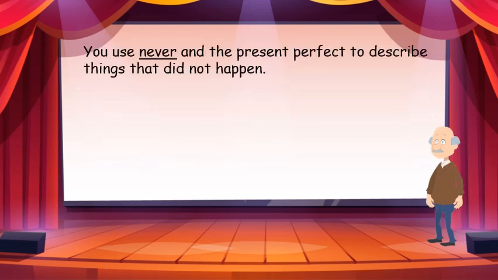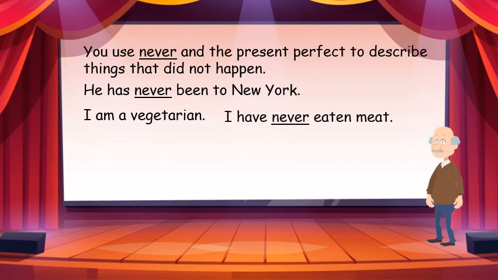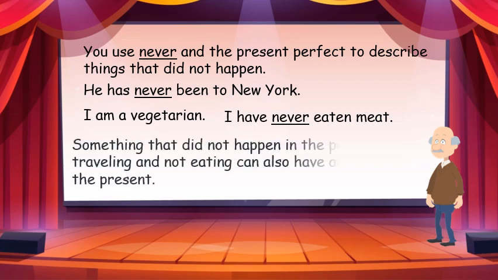You use never and the present perfect to describe things that did not happen. He has never been to New York. I am a vegetarian. I have never eaten meat. Something that did not happen in the past, like not traveling and not eating, can also have an effect in the present.